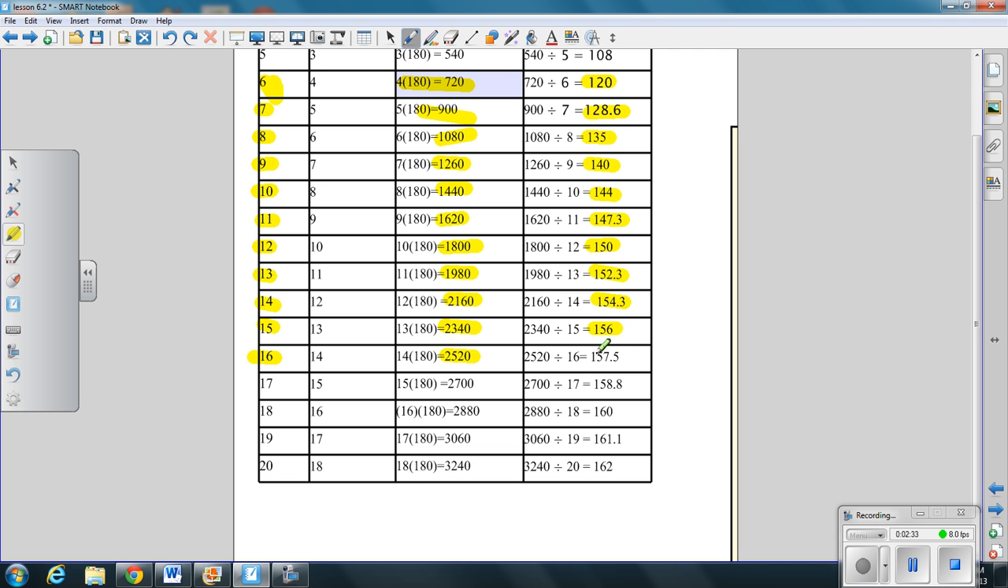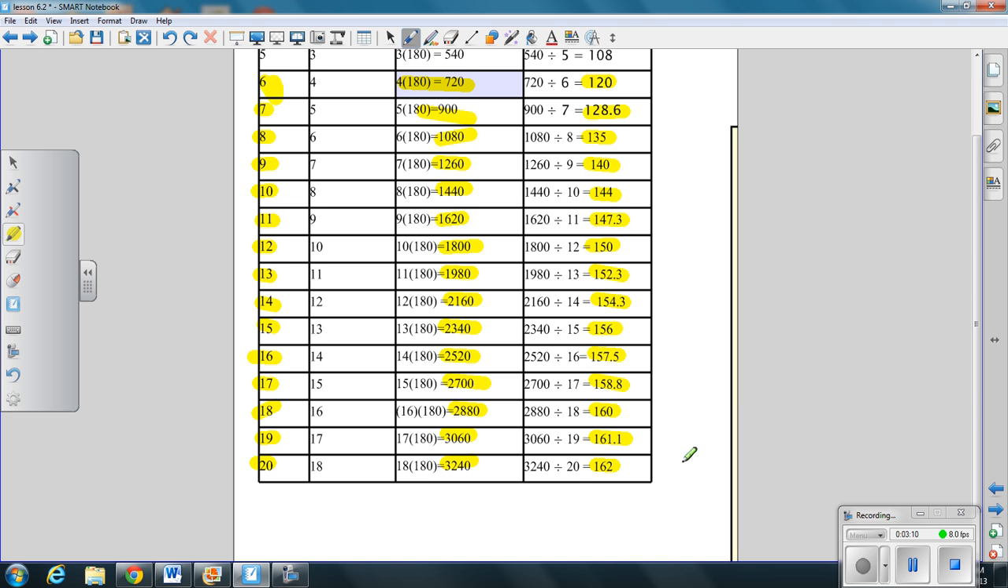16 sides, total is 2520. Each angle, 157.5. 17-sided figure is 2,700. Each angle measures 158.8. 18 sides is 2880. Each angle, 160. 19 sides is 3,060. Each angle, 161.1, rounded. And finally, 20-sided figure measures 3,240. Each angle is 162.